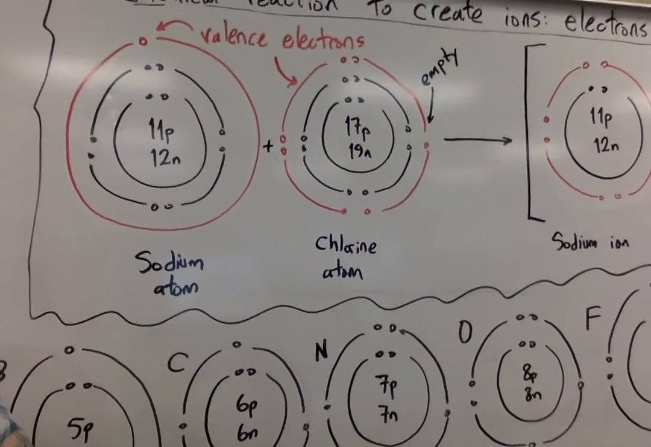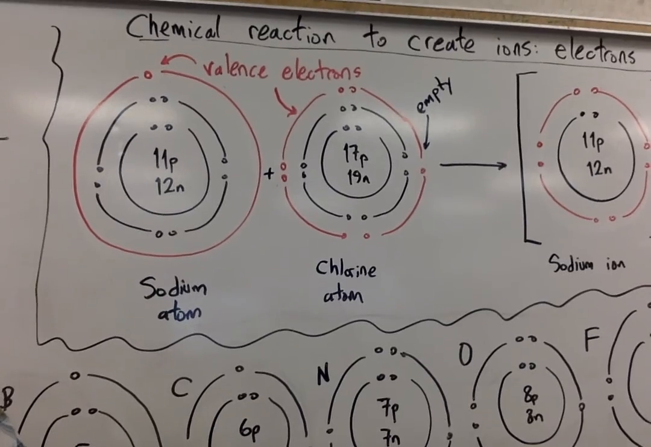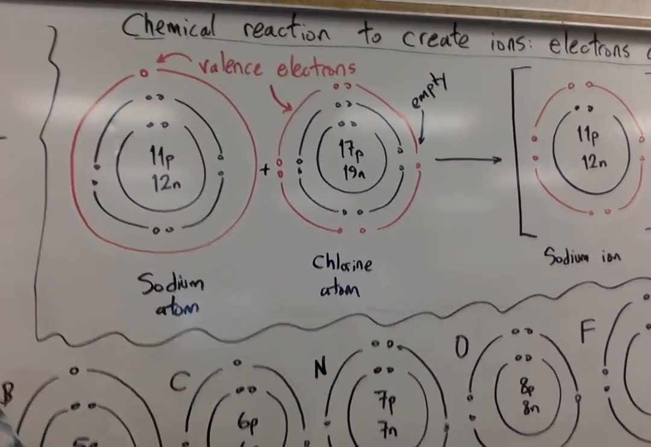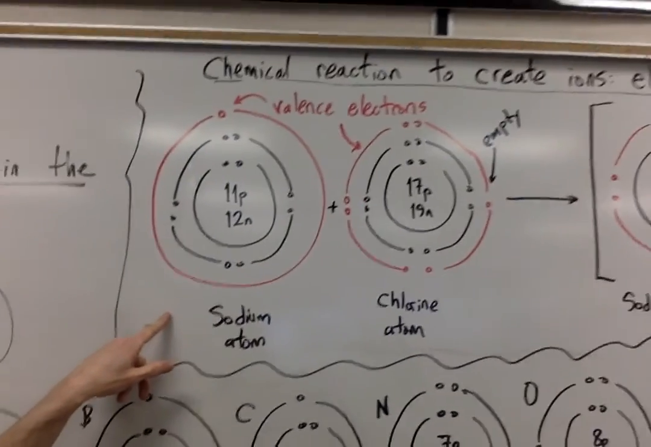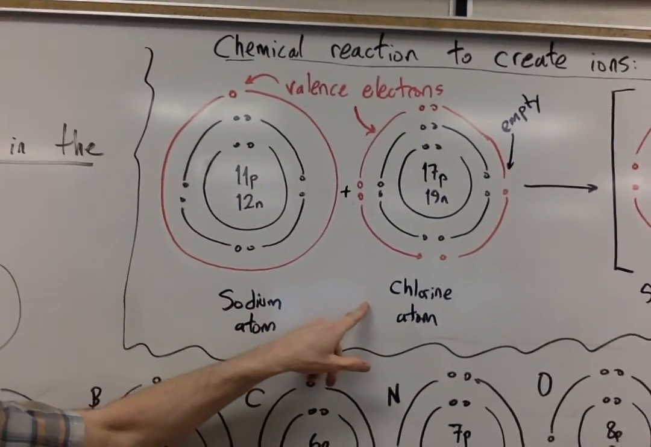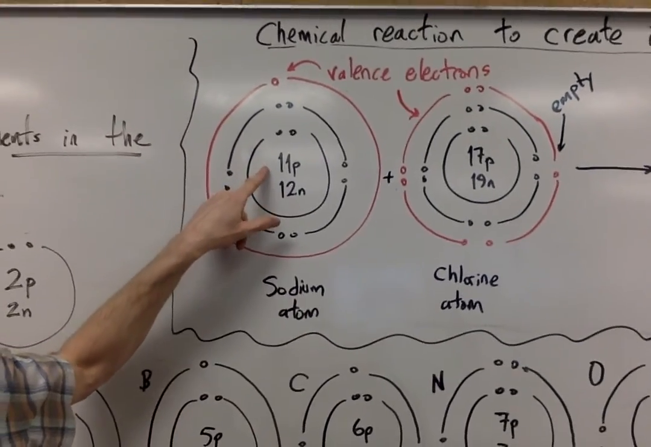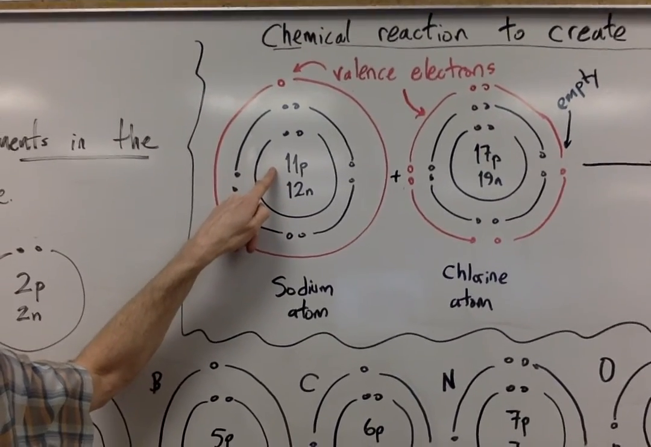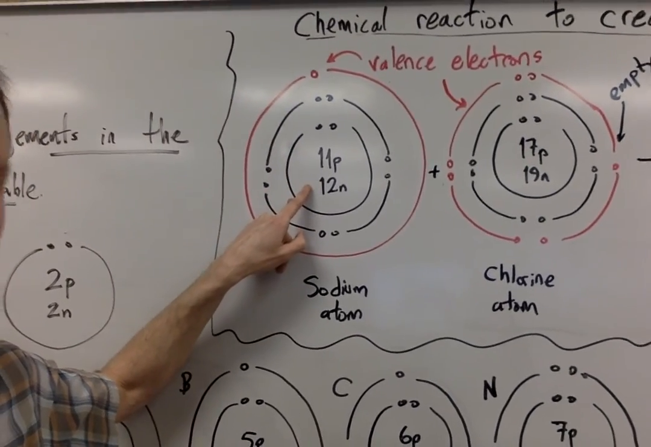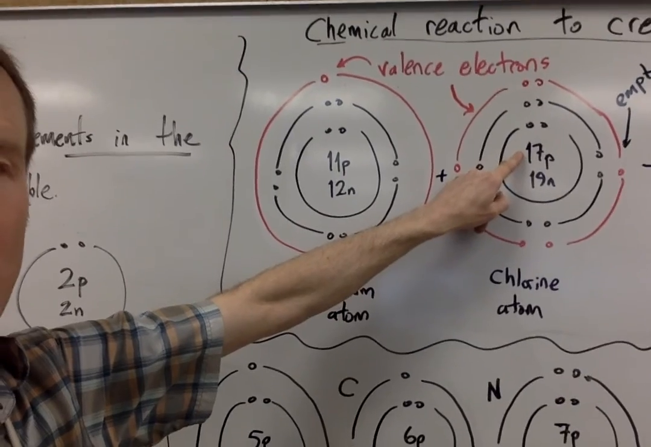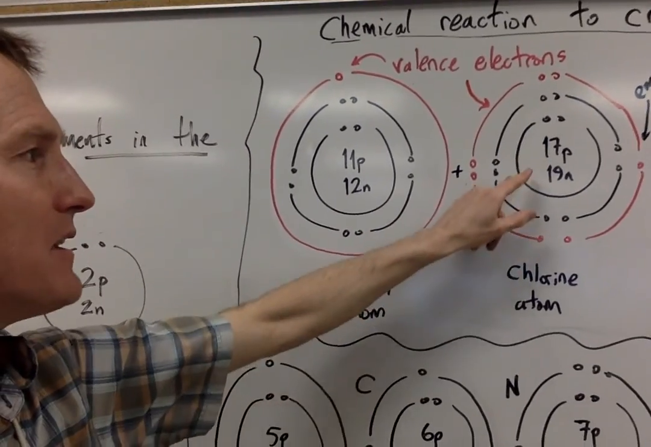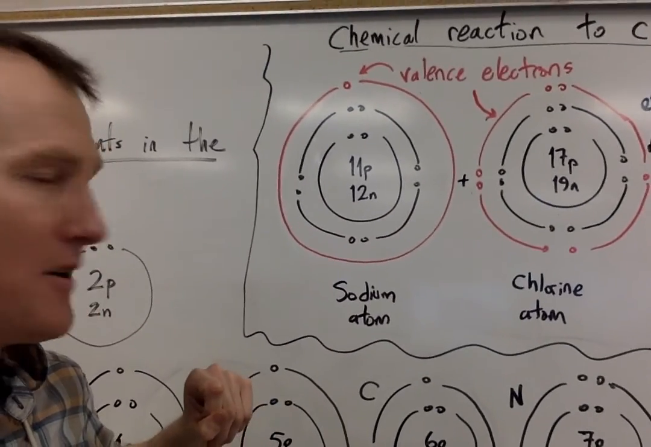On this side of what's called a reaction equation, we have an atom of sodium, written right here, and an atom of chlorine. Oh, by the way, how do I know that they're that? Well, an atom of sodium is the only kind of atom that has 11 protons. It has 12 neutrons. Atoms of chlorine are the only kind that have 17 protons. Most of them have 19 neutrons.